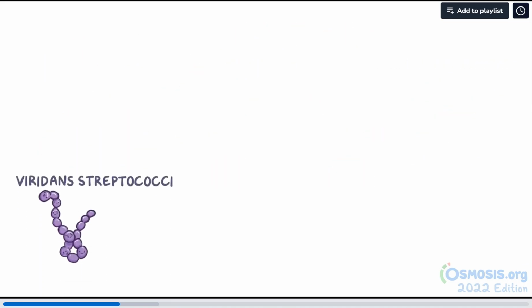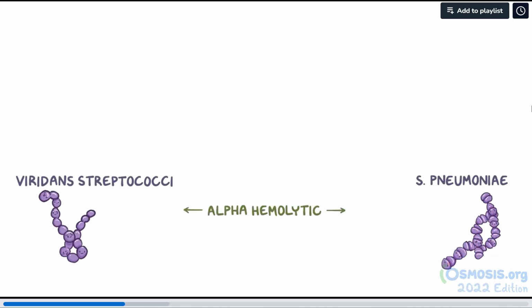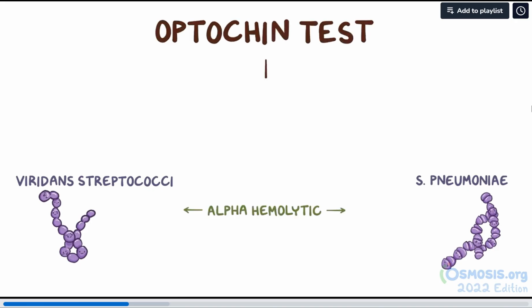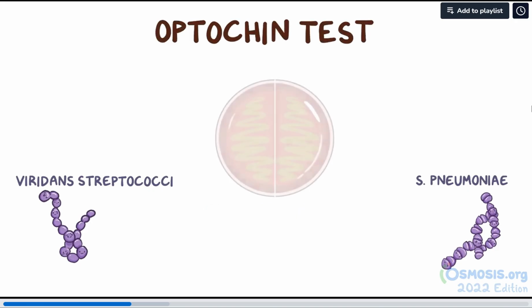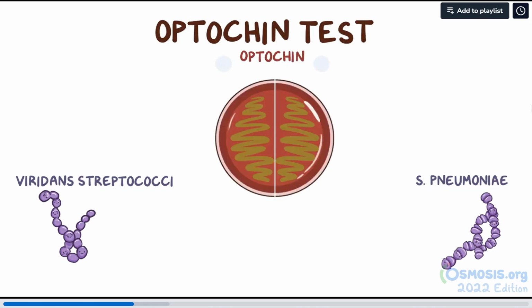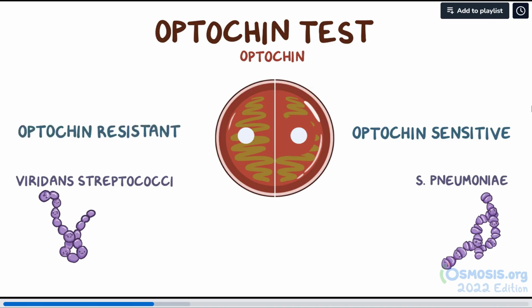Now, other Streptococcus species, like Streptococcus pneumoniae, are also alpha hemolytic. So an optochin test is done to distinguish them. That's where an optochin-containing paper disc is placed on a plate of blood agar that has been inoculated with the bacteria. With Strep pneumoniae, the growth of the bacteria is inhibited in the zone that surrounds the optochin disc, meaning that Strep pneumoniae is optochin sensitive. On the flip side, viridans streptococci are optochin resistant, meaning there's no inhibition of growth around the optochin disc.